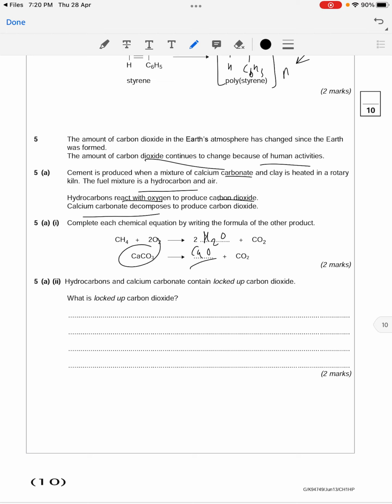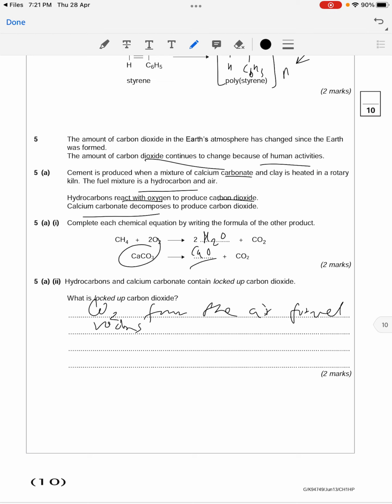Hydrocarbons and calcium carbonate contain locked up carbon dioxide. Now, what is locked up carbon dioxide? This is some new terminology that we have to understand. Locked up carbon dioxide means that the carbon dioxide from the air formed rocks, right? We can mention that the CO2 from the air formed rocks, mainly sedimentary, or fossil fuels. They're trapped, but do not mention the word trapped.